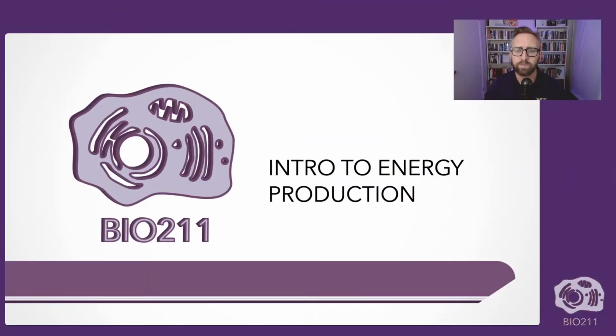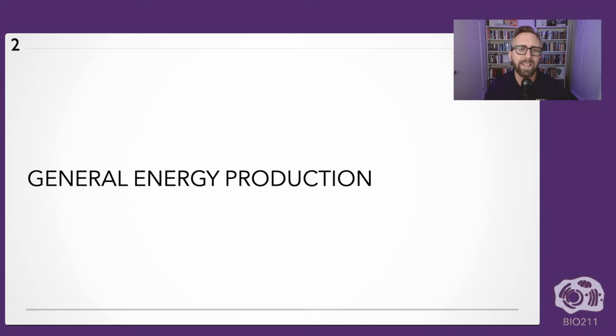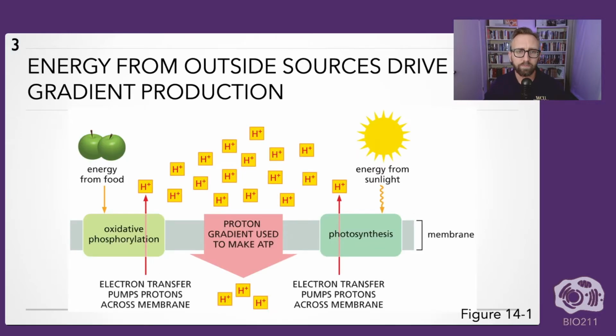So energy production. The first thing we want to talk about is general energy production. So what does the cell do to make energy, right? Energy that it needs to do work. So it's going to take energy from outside of the cell. So energy from food. So food consumption in some way will make sugars, and that will go through the process of oxidative phosphorylation. And then pumps will move hydrogens across the membrane. Those hydrogens will flow across and make ATP.